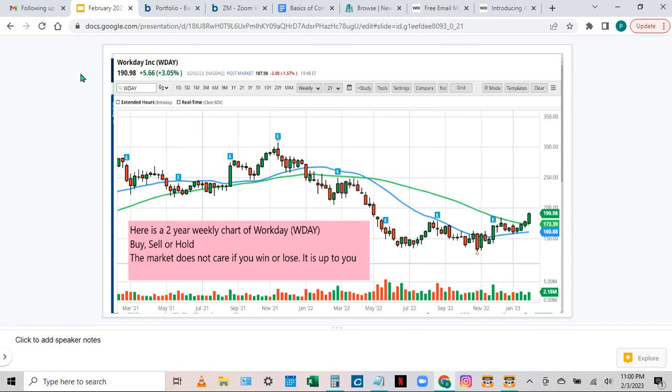So here's another company that was popular, maybe still is popular, Workday, symbol WDAY, right? So here's a 2-year weekly chart of Workday. What do you see? What sticks out to you immediately? Is there anything that really sticks out to you immediately on this chart? Again, we've only got price, a couple of moving averages, and volume, right? Buy, sell, or hold, right?